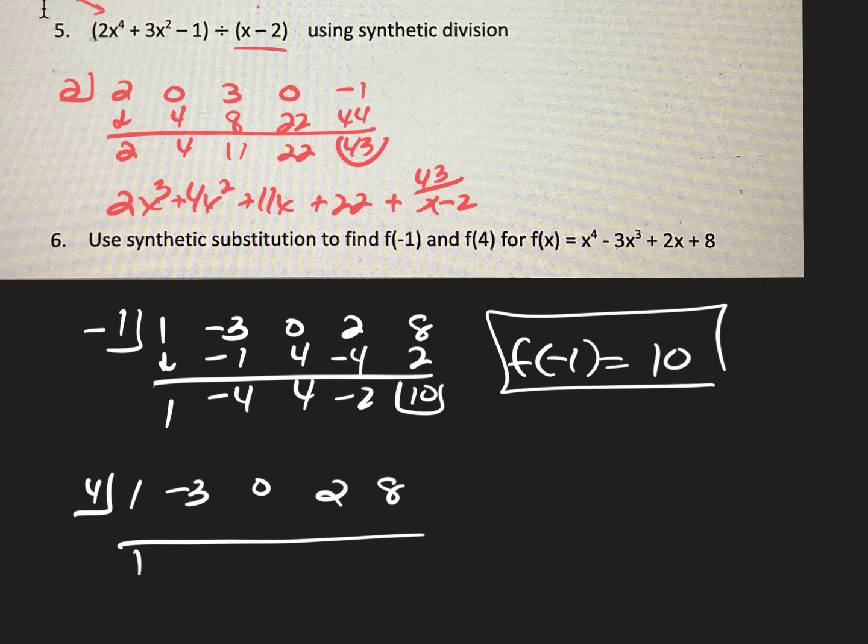All right, bring the 1 down. Multiply, add, multiply, add, multiply, add, multiply, add. Got 80. I'm going to put f of 4. If you couldn't read that over there, that is 80.